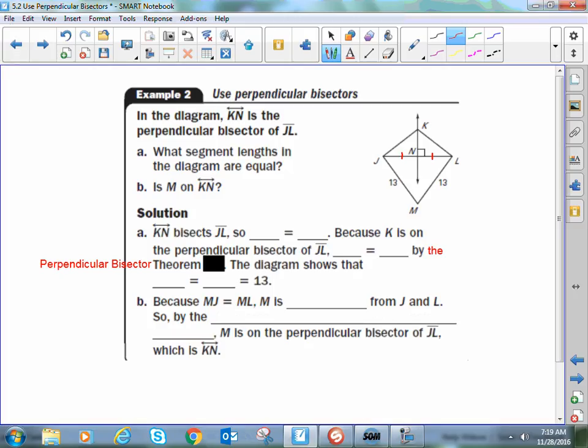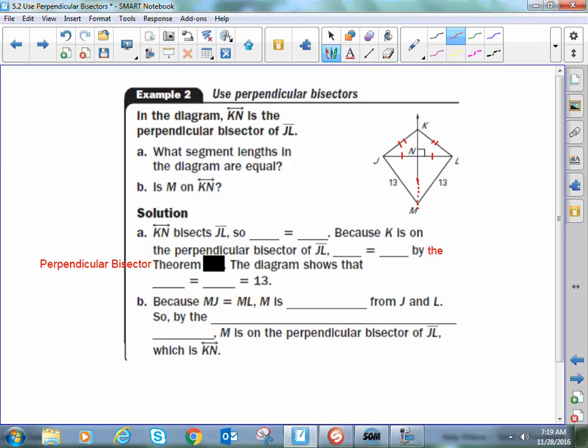So if it is a perpendicular bisector, then that means K, because it's on the bisector, has to be the same distance from J and from L. So those have to be the same. Now they're also showing us that J to M and from L to M are congruent. They're giving us that, saying that they're both 13 units long. So that means if we extended the bisector out, point M must be on the bisector because it's the same distance away from the endpoints of the line segment. So now let's look at the questions.